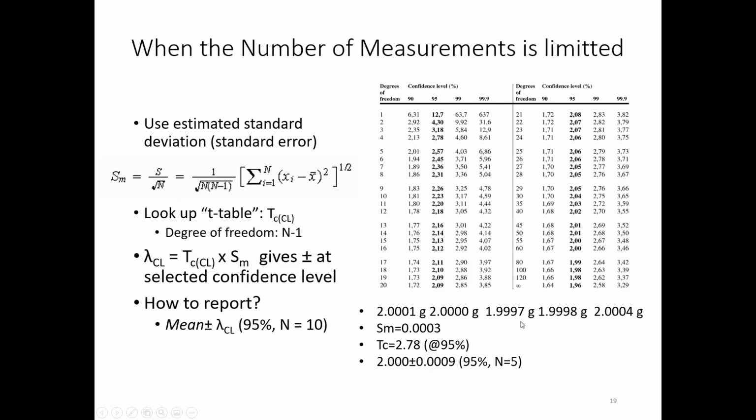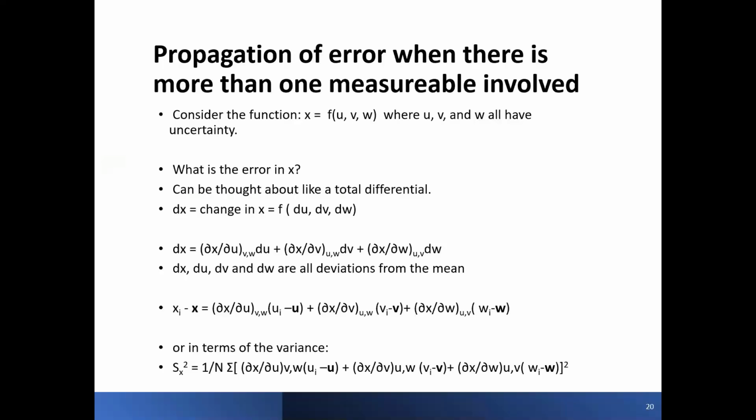So we measure the weight, and then we get the mean value of the weight and the error, the standard error for the weight. And what if the weight is not our final answer? We need to use that weight to calculate our final result. Then we need to propagate the error when there is more than one measurement involved.